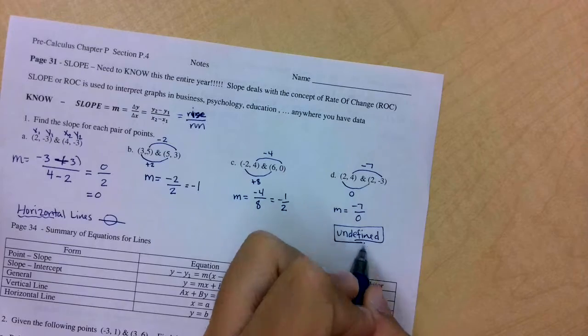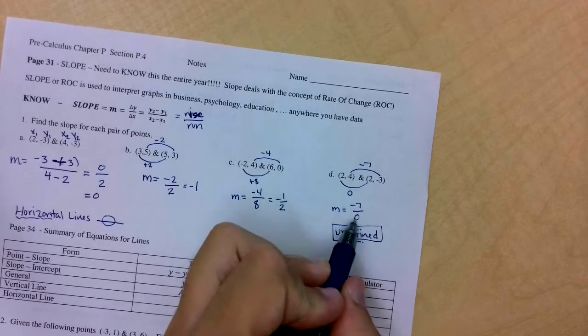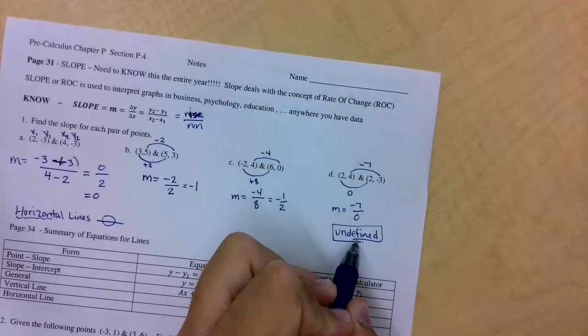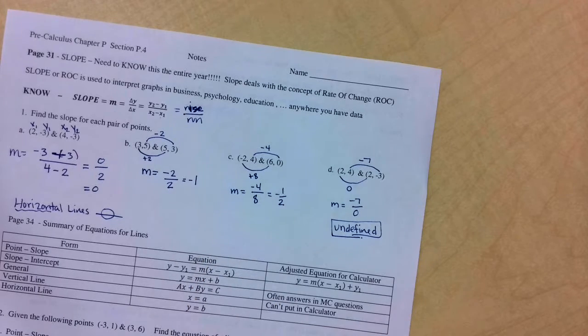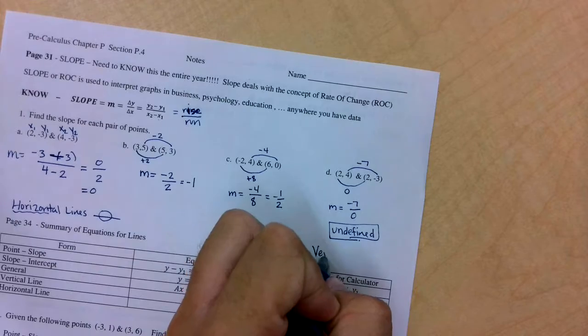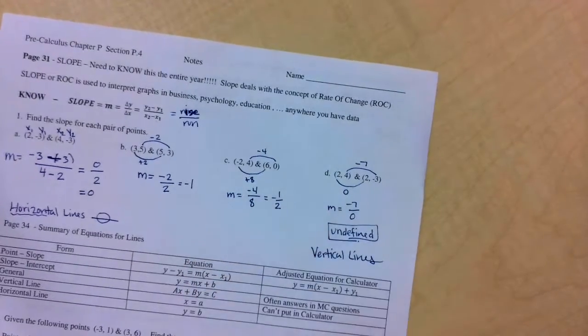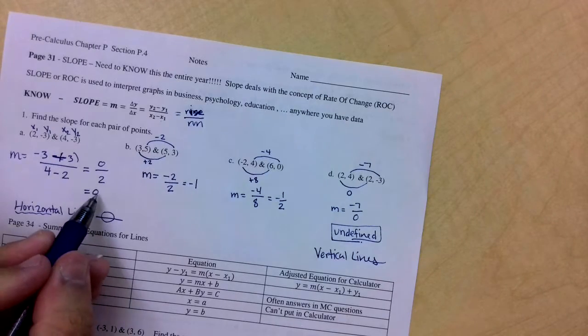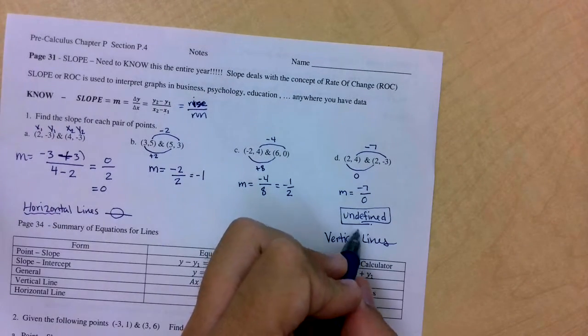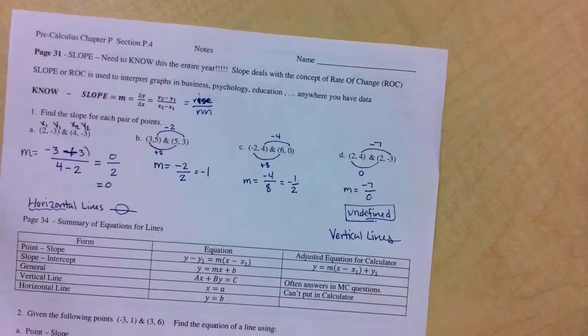That is something you are going to want to write. If you ever get a divide by 0 for a slope, make sure to tell me it's undefined. I want to make sure you understand what that means. But undefined slopes are always characteristic of vertical lines. Just as horizontal lines are always a slope of 0, vertical lines are always going to match with undefined for slope.